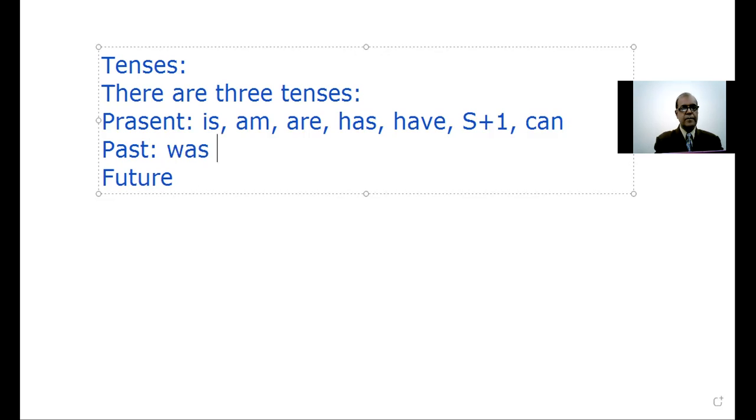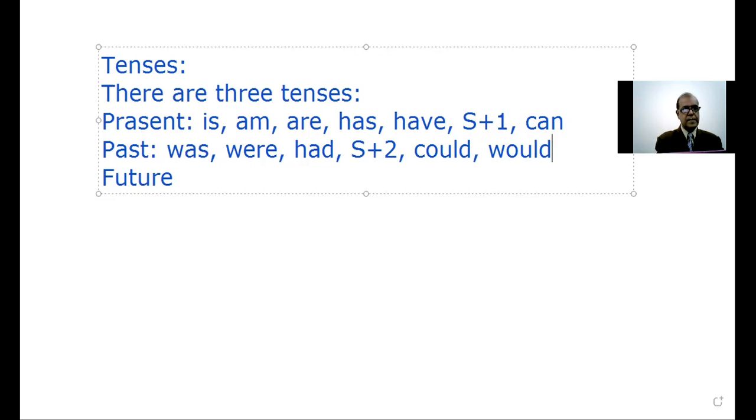Signs of past are was, were, had, could, would. Subject followed by second form, S plus two, subject followed by second form, could, and would. So these words mean past.